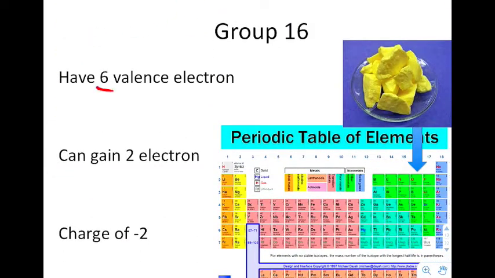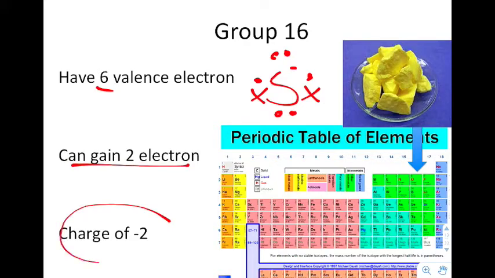16 has 6 valence electrons. When it has 6 valence electrons, it's much easier for it to gain 2 than it is for it to lose 6. So because of that, it can gain 2 electrons and has a charge of -2.